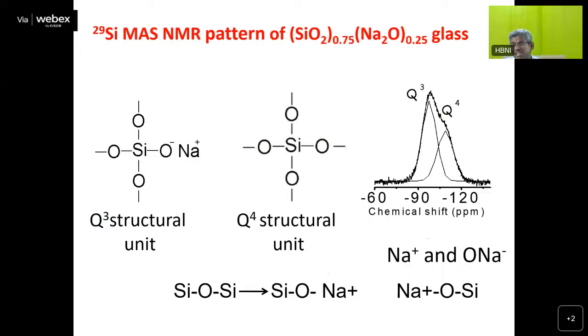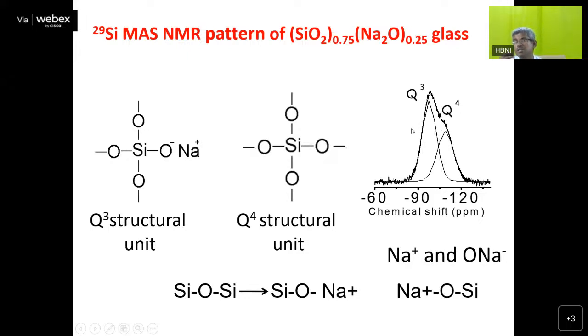In the case of silicates, what happened? We have SiOSi bridging oxygen atoms. The moment you add sodium, one bridging oxygen atom gets converted to a non-bridging oxygen atom. In silicon, we all know it is a tetrahedral coordination, so we have a Q4. Q4 means silicon with 4 bridging oxygen and 4 silicon as next near neighbors. The moment one bridging oxygen atom gets converted into a non-bridging oxygen atom, we have only 3 bridging oxygen atoms. That is why Q3. That is hardly around 8 to 9 ppm chemical shift different.